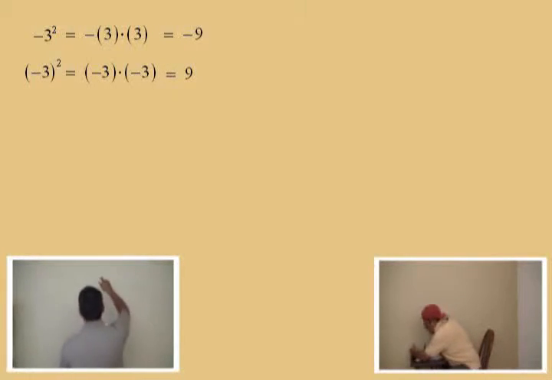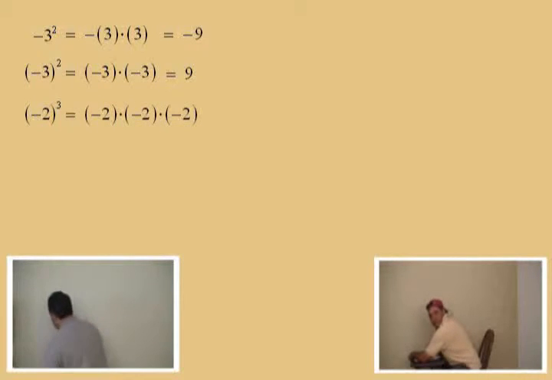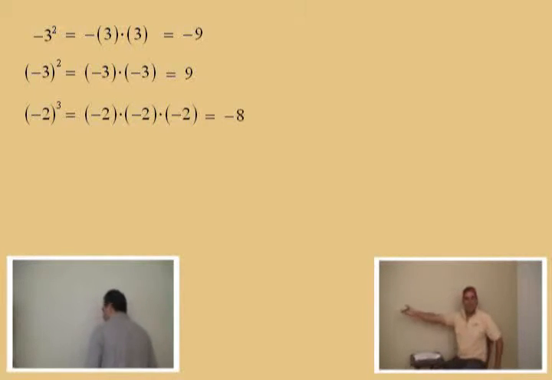Next problem. Now here we have (-2) cubed. -2 is our base. So our base is -2, our exponent is 3. What does that mean, Charlie? -2 times -2 times -2. That's right. And what is it? -2 times -2 times -2? -8. You better be right. And that's correct there.